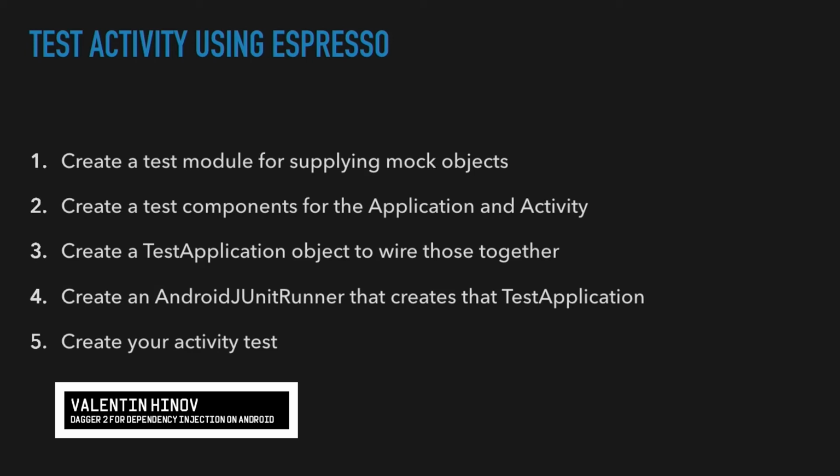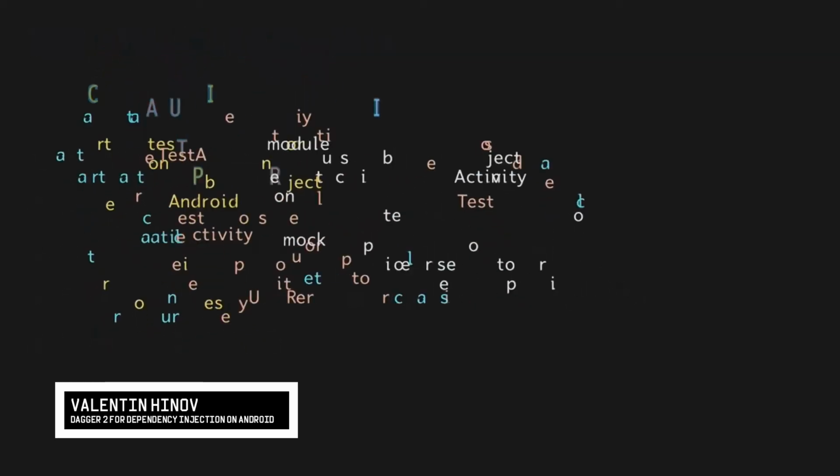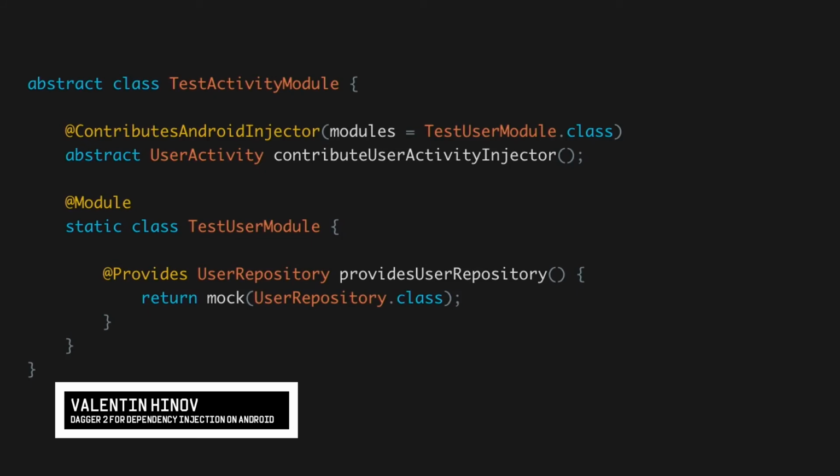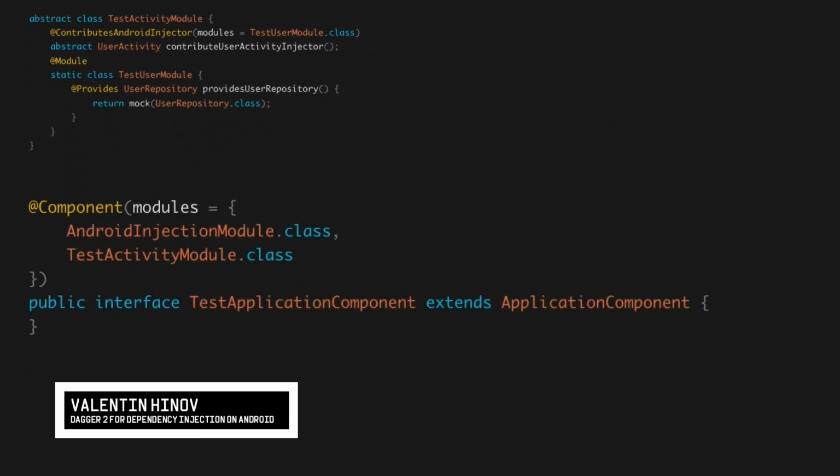Simple, right? Now again, the good part is once you've done this once, you don't have to do steps 3 and 4. You just have to keep 1 and 2 updated and then just create your activity test. Now, in this example, step 1 is we have to create a test activity module. Say we want to test our activity, we just wanted to include our user repository. We need a test user module that provides a mock. In this case, I'm using Mockito, a mock user repository. And then we can just create an Android injector for this activity that uses this new module.